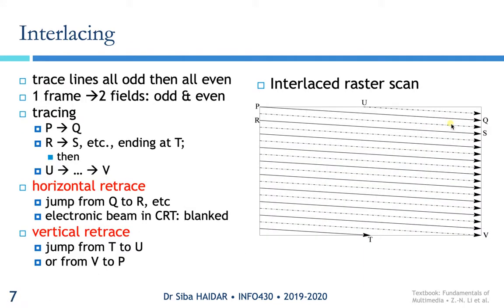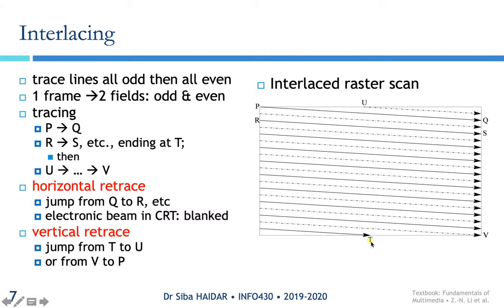Another mode of scanning is called the interlacing. What is the interlacing? This time, we also take the values of the picture elements of the frame through time, but we don't take them progressively one after the other, but we trace all odd lines and then all even. So as you can see, here some lines are dotted and some are solid. We trace all the solid from P to Q, from R to S, etc. until we arrive at the point T.